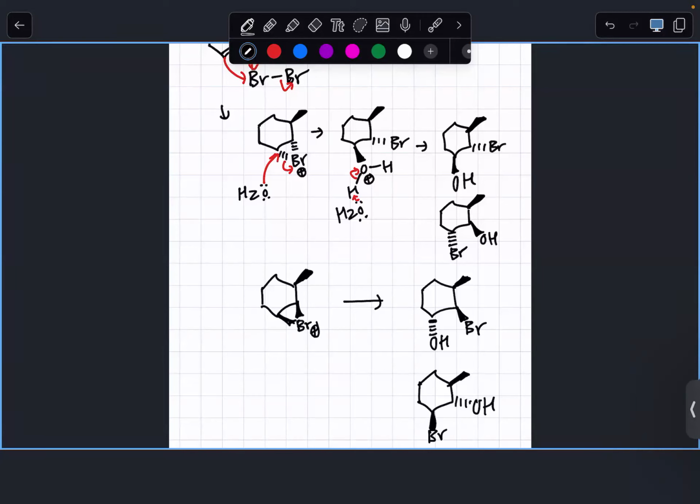I mean the AATC worksheet. The answer didn't say anything about it, but I would say that these two are major over these two because these two came from this intermediate, which is more stable than this intermediate right here. But the answer included all of these as the major products.